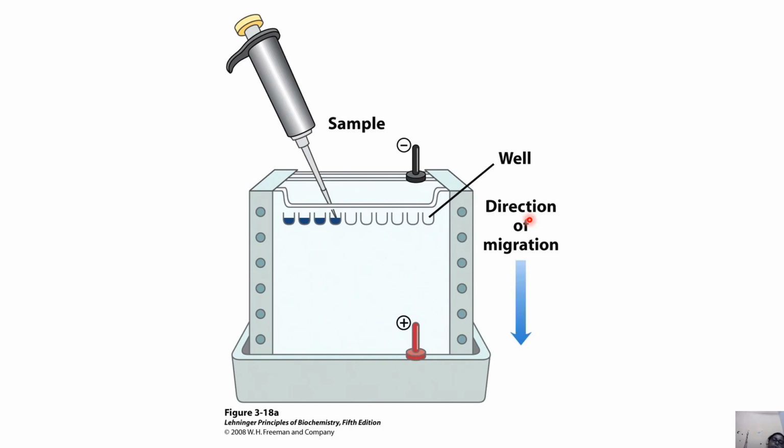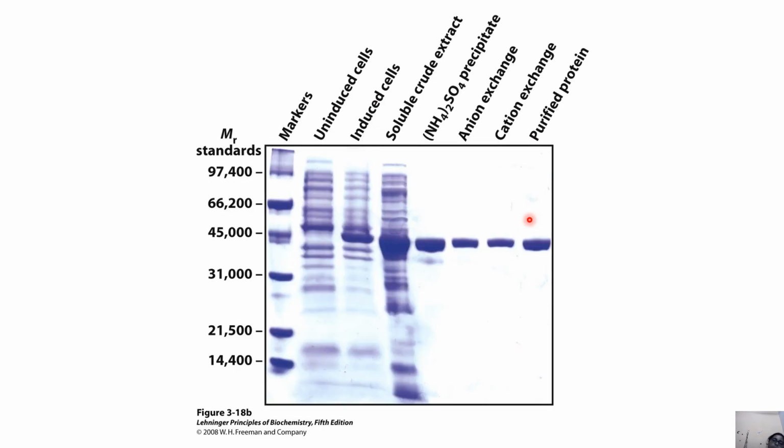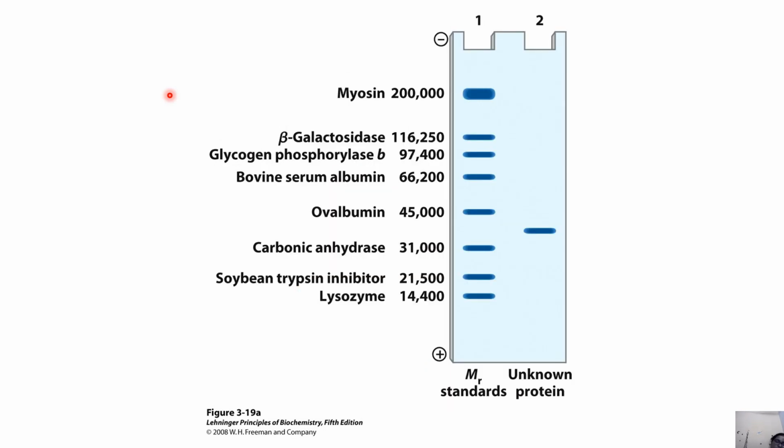This is a setup. This is how we load samples. We know the duration of migration. So basically proteins get separated on the basis of the molecular size only, which is why we have markers. Markers are basically like ladders, commercially purchased, that have been kept in the lab to use in the SDS-PAGE gel. Okay.